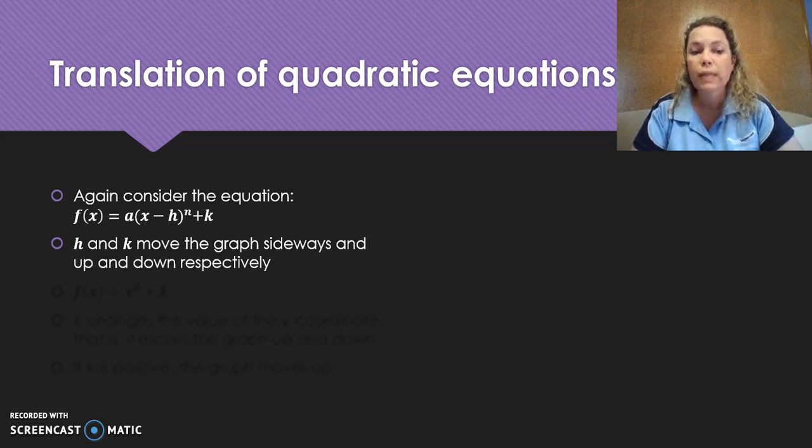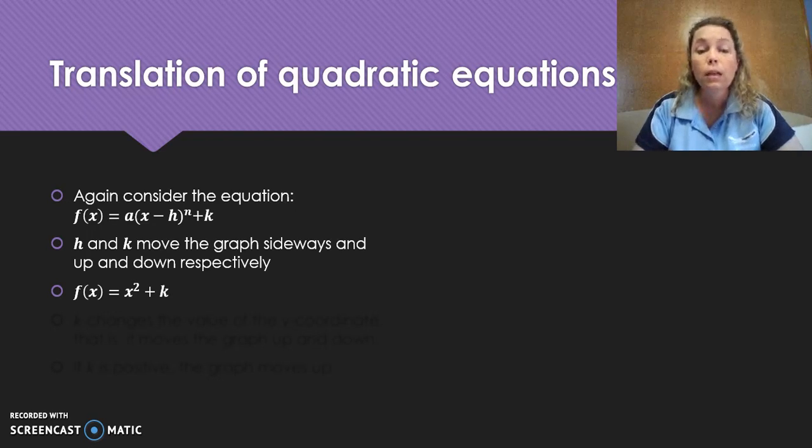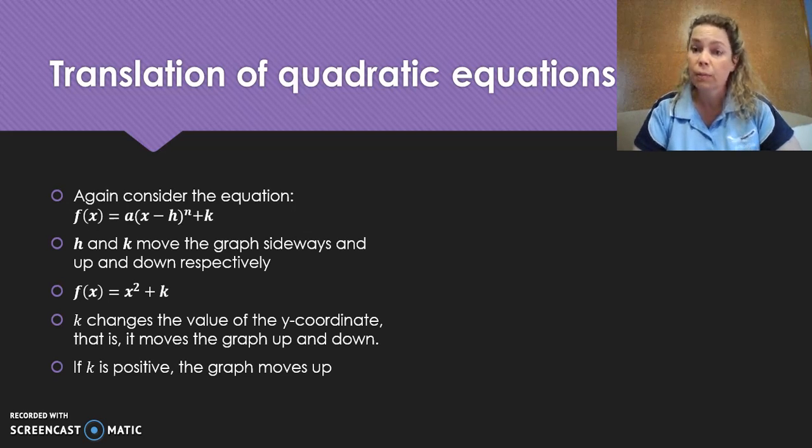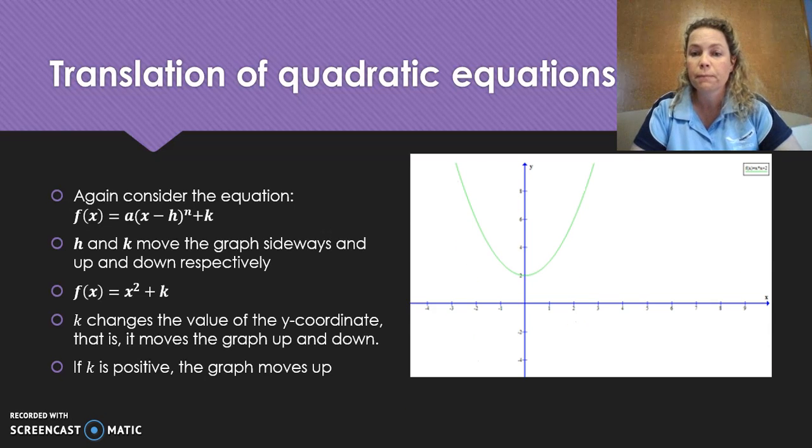So let's start with K. So we've set A to 1 already. We're going to set H to 0. So our equation is going to be x squared plus K. K changes the value of the y coordinate, so that is, it moves the graph up or down. If it's positive, the graph moves up, because remember, our y-axis is just a number line. So if it's positive, it's going to increase the value of y, so it's going to move it up, and this is what that would look like.